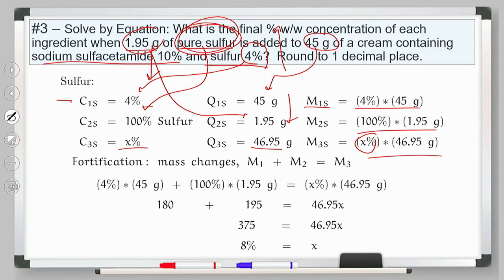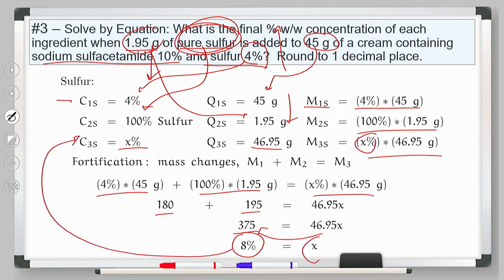So if I set this up as C times Q plus C times Q equals my final C times Q, then 4 times 45 gives me 180. 100 times 1.95 gives me 195. I add that up, I get 375. 46.95 times x gives me 46.95x. When I divide 375 by that, I get 8%. And remember, x here represents the concentration of sulfur in my final product.